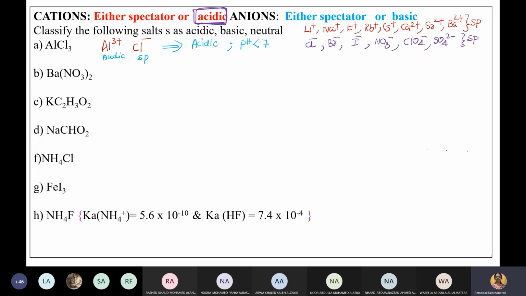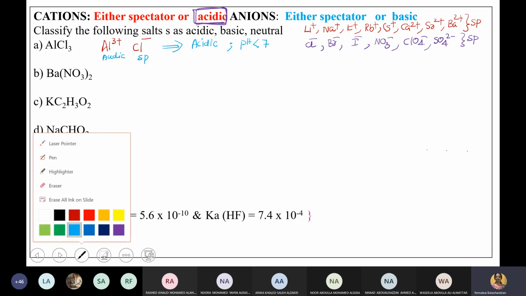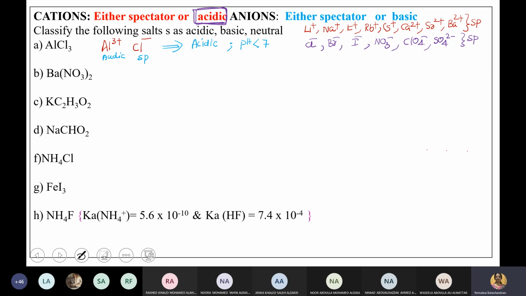Okay, now next one. Tell me, what are the ions present? Ba2+ and NO3 minus. You understand? Okay. Ba2+, check the list and tell me, spectator or not? Spectator.